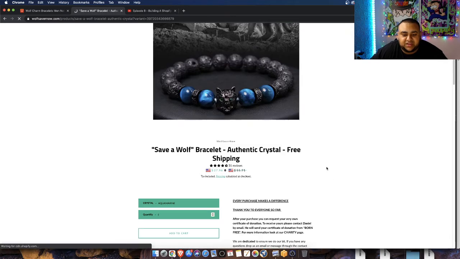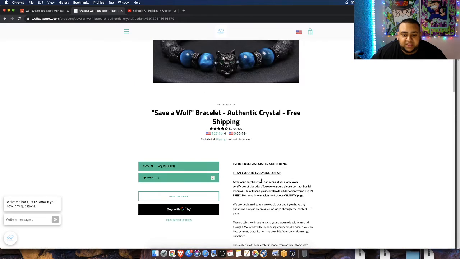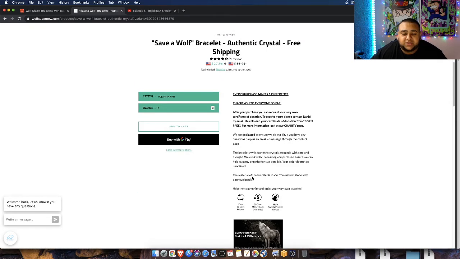Here we have a full details button. We click on the full details button. Easy 30-day return, 30-day money-back guarantee, and help save and protect wolves. So I'm hoping here in this page it explains how we help save the wolves. Let's see. It says, every purchase makes a difference. Thank you to everyone so far.